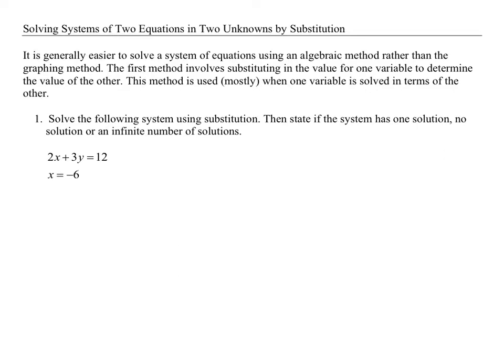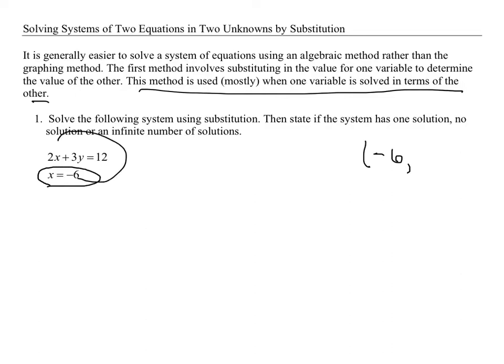So here's the first one. This method is really used mostly when one variable is solved in terms of the other. Let's look at the first one. This is the most basic. I have two equations, but I already know that x always has to equal -6 if it's going to run through that line. So I already immediately have the x value of the ordered pair. Now I'm going to take this -6 and substitute it into the first equation and then solve for y.